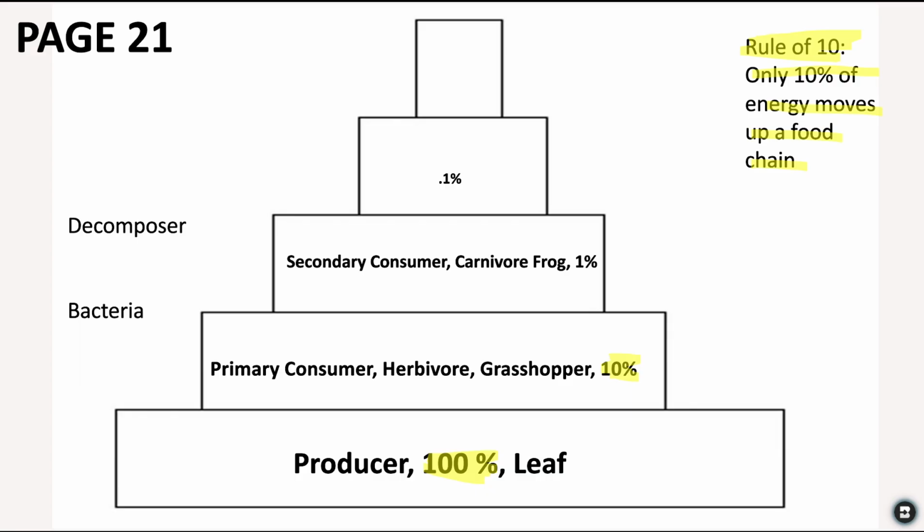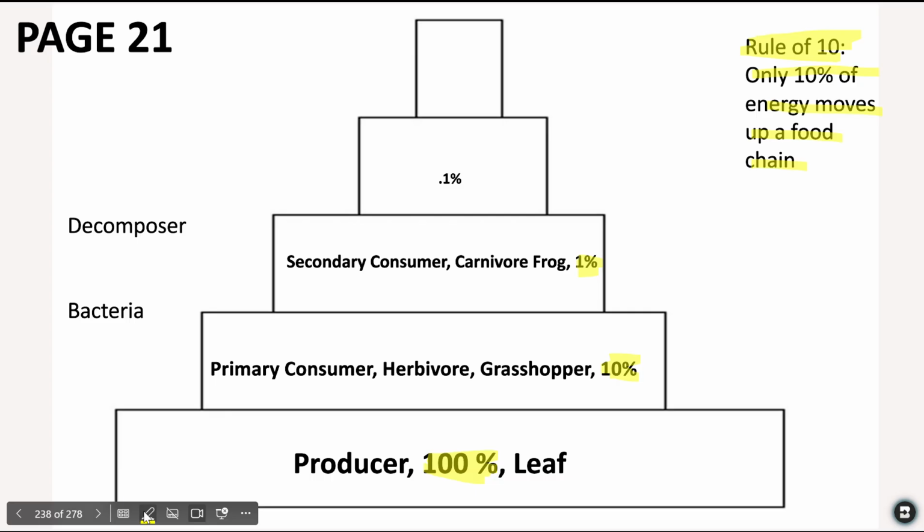Continuing the food chain, we have the secondary consumers. These are carnivores. Think of things like frogs. Frogs do not eat plants. They eat bugs that eat those plants. And the frogs are only going to get 1% of the starting energy from this ecosystem.